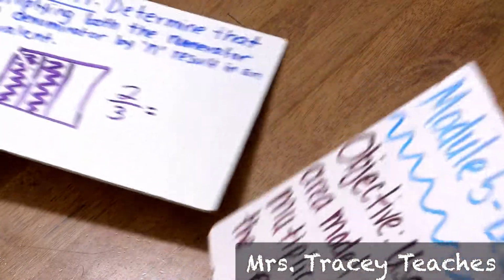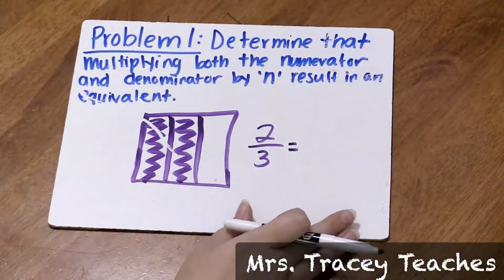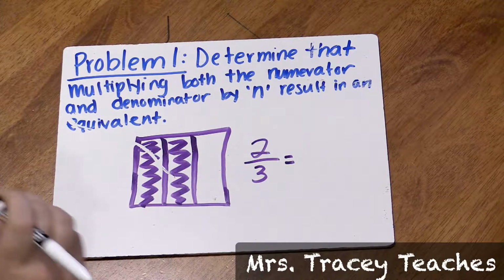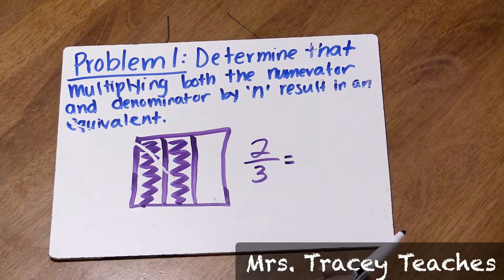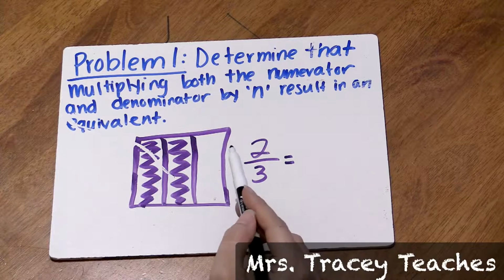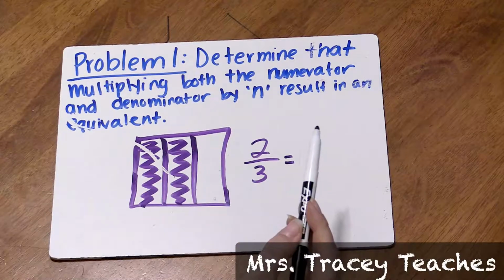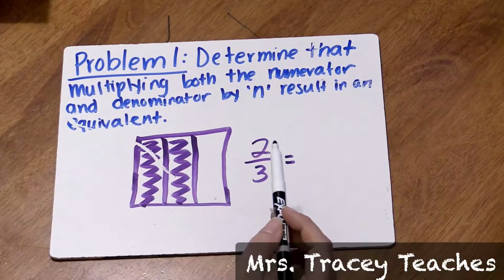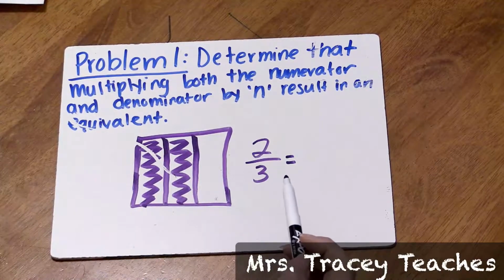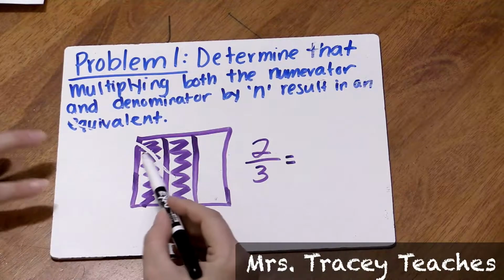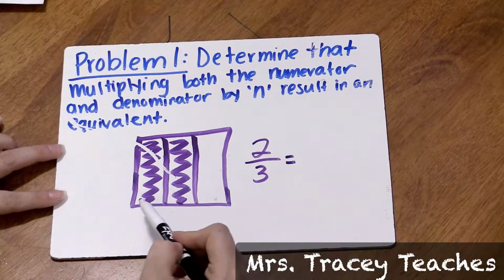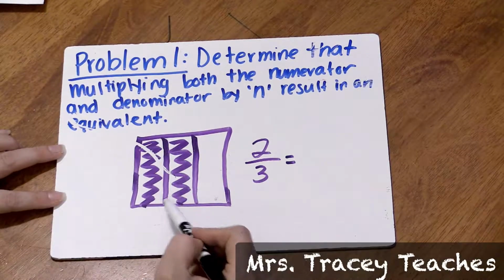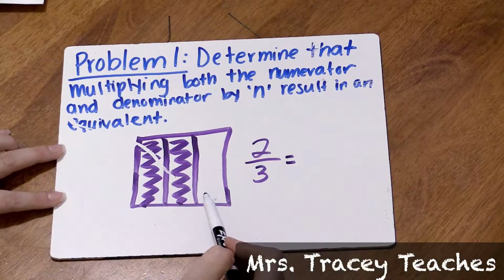So if I have a problem like this one, determine that multiplying both the numerator, which is our top number, and the denominator, which is our bottom number, by n results in an equivalent fraction. So if you have a whiteboard or just a paper and pencil, go ahead and draw a box with two lines and shade in 2 out of the 3 rectangles.